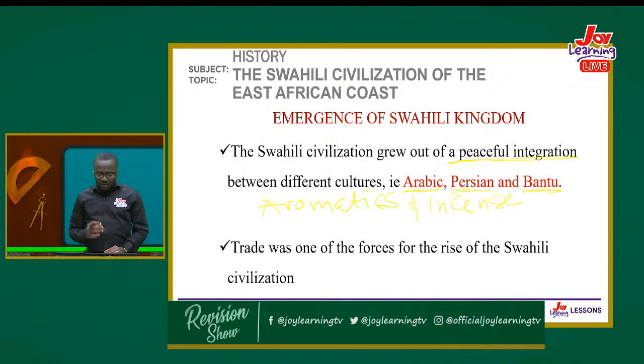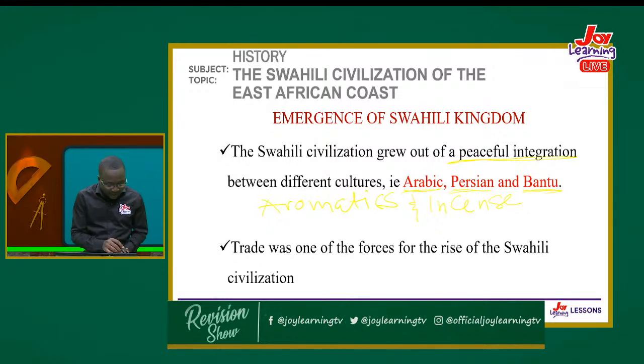So we say that trade was one of the forces for the rise of the Swahili civilization, in the sense that as this trade in aromatics and incense was going on, it attracted traders from South Arabia, as well as traders from Persia, India, and China. And to some extent, we are even told that some Portuguese were attracted to the trade that was taking place along the Somali coast.